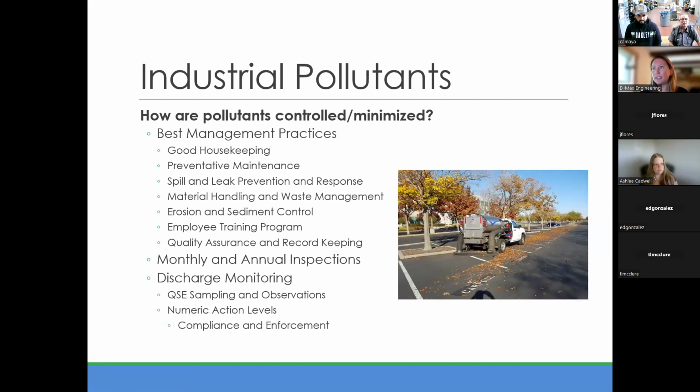Monthly and annual inspections are intended to be a check on those best management practices, making sure that they are implemented correctly and appropriately, and they are effective in removing those pollutants. And then the discharge monitoring is the extra check to make sure that those BMPs are effective in removing the pollutants to the degree that they would be required by the permit. So QSE sampling and observations we'll go through in detail later in the presentation. And then the numeric action levels are that baseline by which we compare all of your analysis levels to make sure you are below those levels where you're going to be supporting those beneficial uses again.